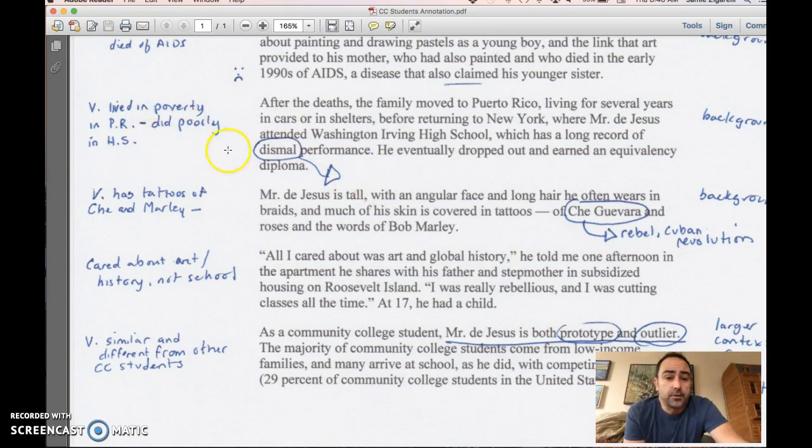So the next paragraph talks about when his family moved to Puerto Rico and he lived in poverty there, and then he did poorly in high school. I may have to look up dismal. And again, I'm just summarizing over here what I thought the key points were of the paragraph.